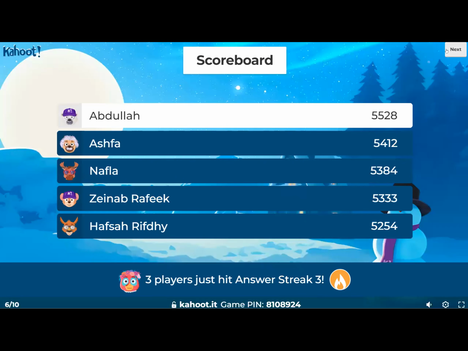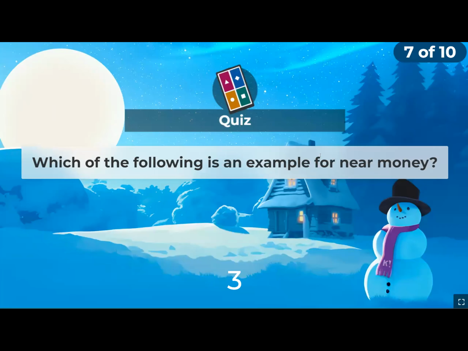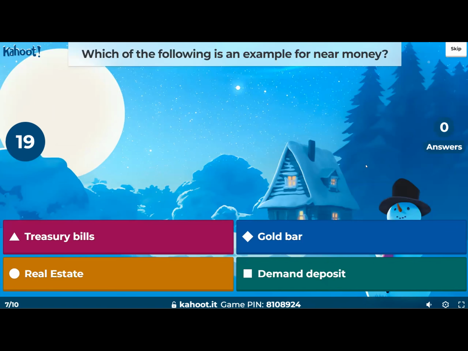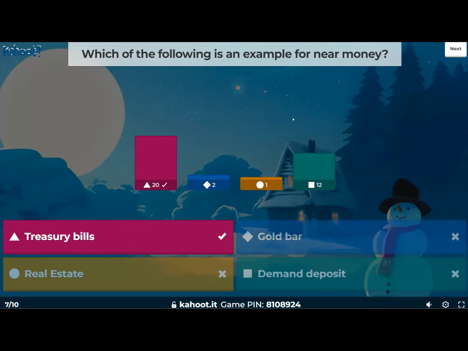Really, the board still looks the same. Nothing is changing. Which of the following is an example for near money? Treasury bills, gold bar, real estate, demand deposit. Example for near money. Which one? Next, that is treasury bill. Then the next one.